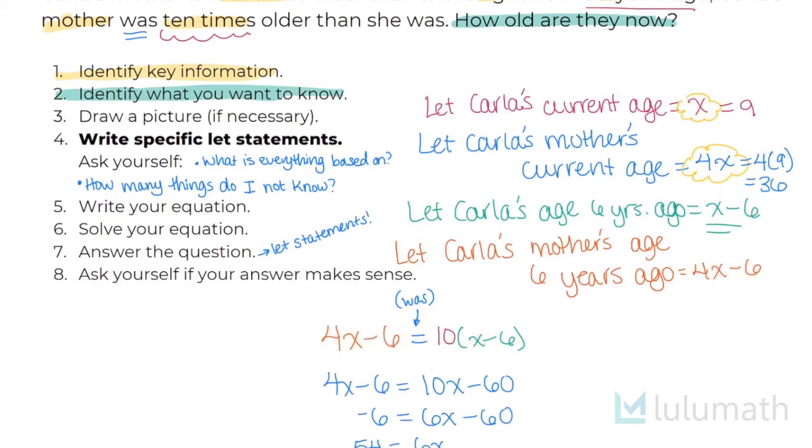Going back to see if our answer makes sense, if Carla is currently 9 years old, then 6 years ago she was 3 years old. And if Carla's mother is currently 36 years old, then 6 years ago she was 30 years old. And 3 times 10 equals 30, so she was 10 times older than her daughter was 6 years ago. So this answer does make sense.